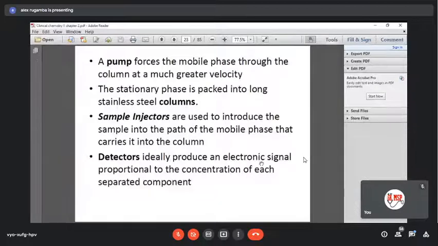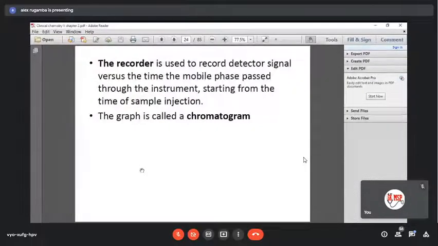The pump, I told you about the pump, the sample injector, and the detector. The pump is just to pump the mobile phase. The injector is to inject the sample, the detector is for detection, and the recorder is for recording, and the results are analyzed as graphs.